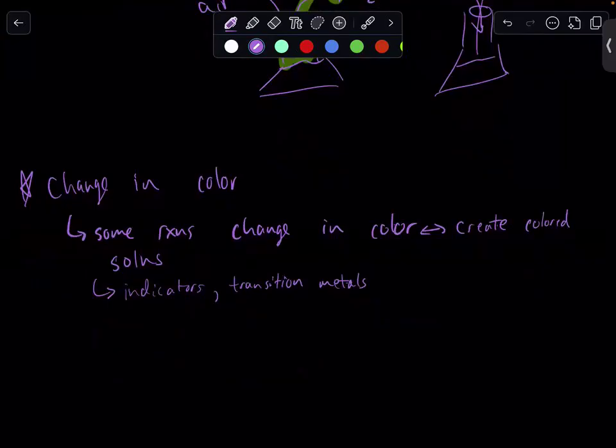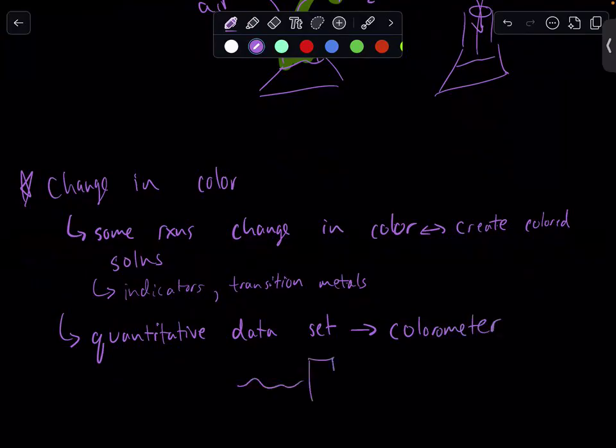The issue is that if we want to create a quantitative data set, we need tools. What you generally use is a colorimeter, which will fire a wavelength through your solution of a color, and that wavelength of light will pass through or not, and it will be read on a sensor, which gives an absorbance value to know how much light was absorbed based on the color of your solution.